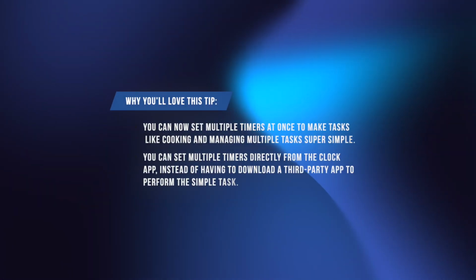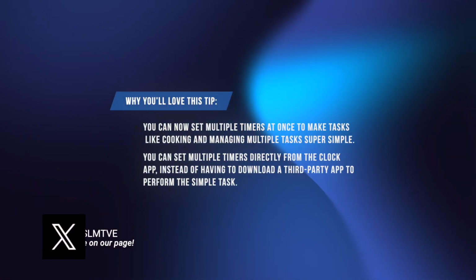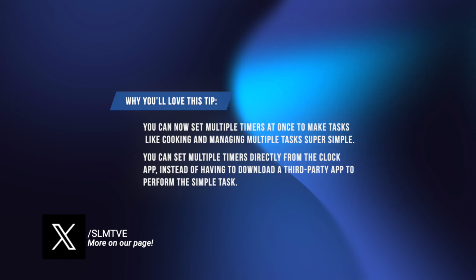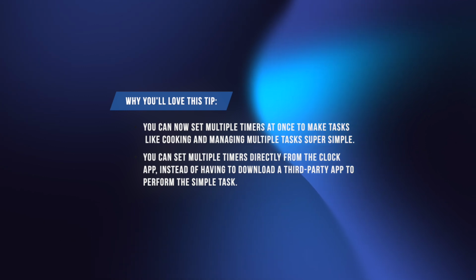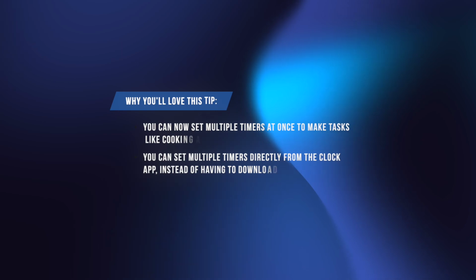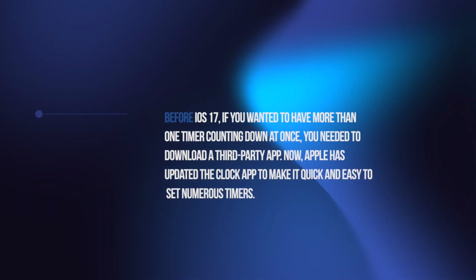Why you'll love this tip. You can now set multiple timers at once to make tasks like cooking and managing multiple tasks super simple. You can set multiple timers directly from the Clock app, instead of having to download a third-party app to perform the simple task. Before iOS 17, if you wanted to have more than one timer counting down at once, you needed to download a third-party app. Now, Apple has updated the Clock app to make it quick and easy to set numerous timers.